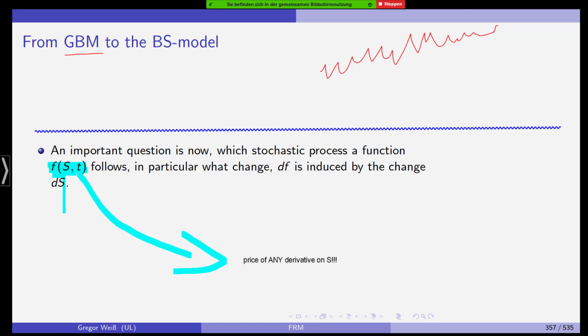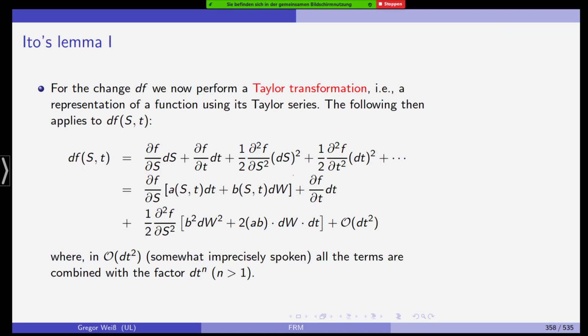And if we say, well, the price of an option is a function in the price of the underlying S and in time, then of course we are interested in the price changes, df. So which price change, df, is induced by a change in the underlying price, dS. So that's what we're doing next. And for this we need a famous lemma, Ito's lemma. If you don't know what a lemma is, it's a mathematical theorem that is used to show something else. In German we would say Hilfssatz, lemma. We are not trying to show this result, but we are actually trying to prove something else. But we need this Ito's lemma.